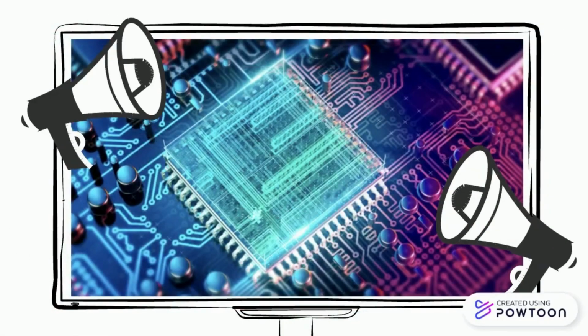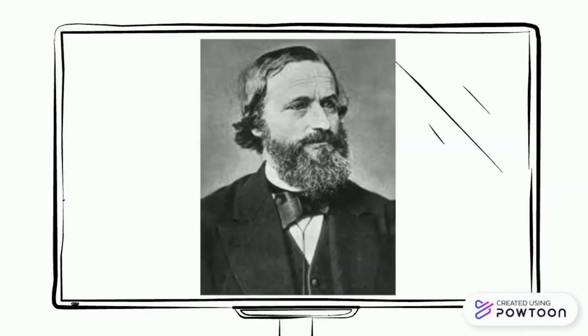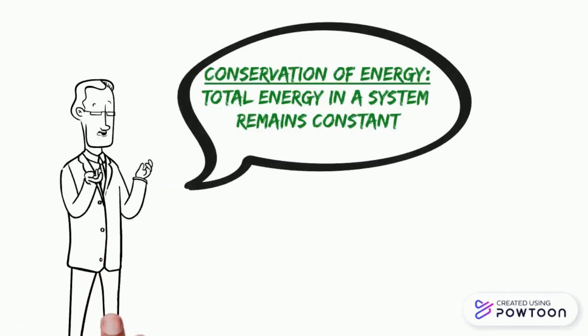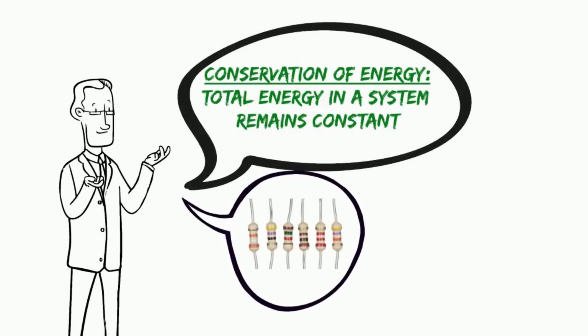Kirchoff's voltage law is a fundamental principle in the analysis of electrical circuits and is named after Gustav Kirchoff, a German physicist. This principle is based on the conservation of energy and is used to explain the behavior and distribution of voltage between resistors in a closed-loop circuit.